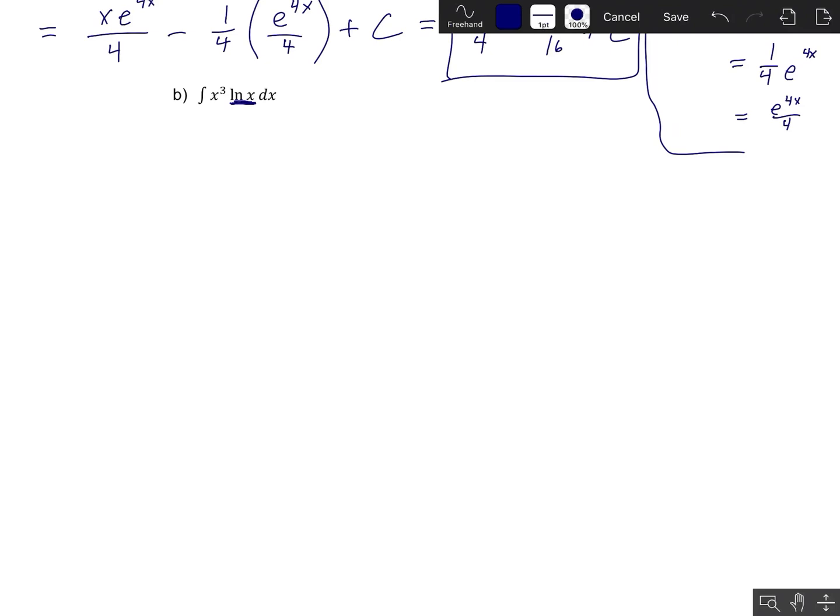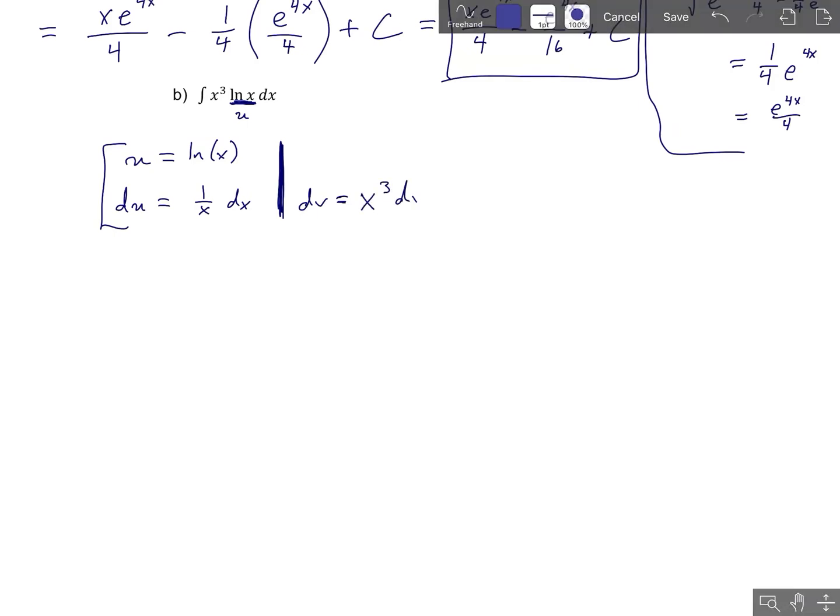So a good choice for u here would be this ln x, and that means that the rest of the factors in this integrand are going to be dv. So here we're going to get u as ln x, and that means that du would be 1 over x dx. And the rest of the stuff past the integral sign has to be dv. So anything that you don't choose as u will become part of dv. And this would be x cubed dx.